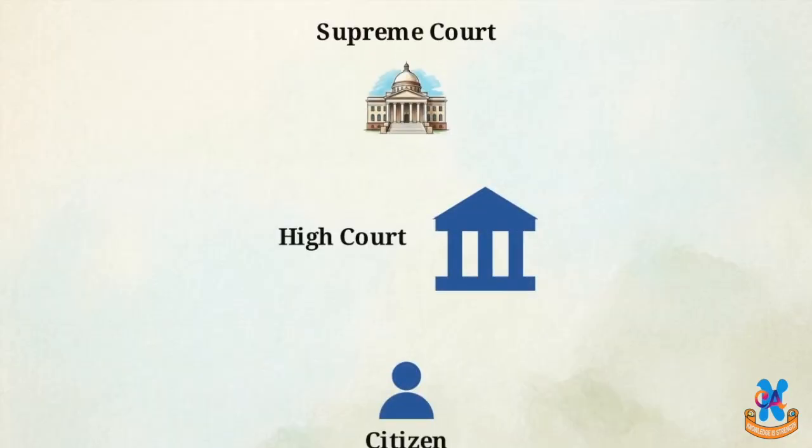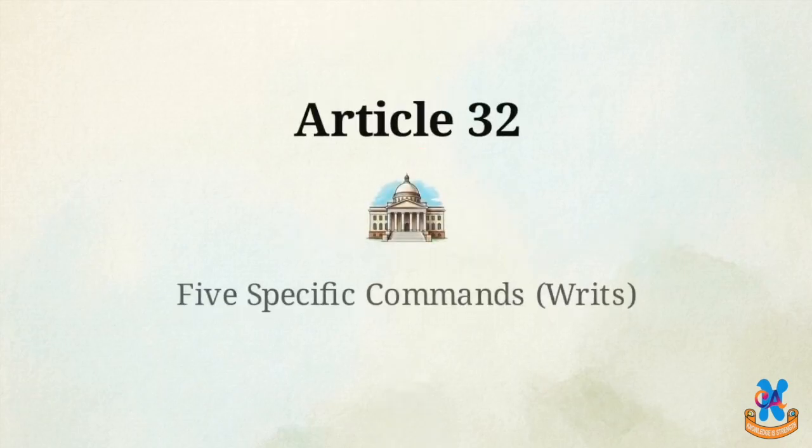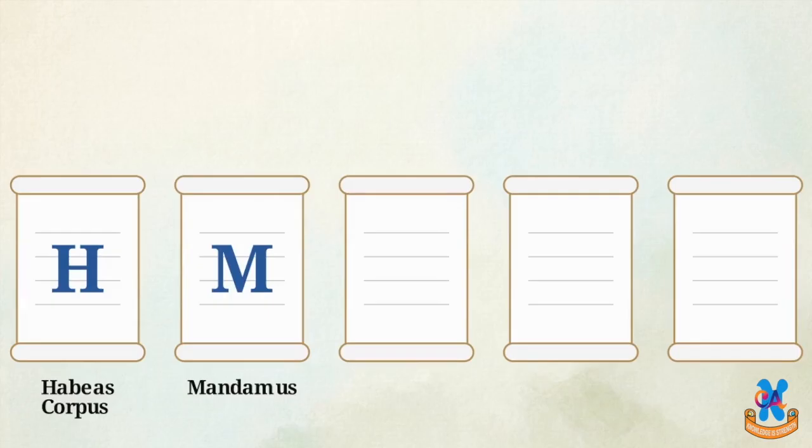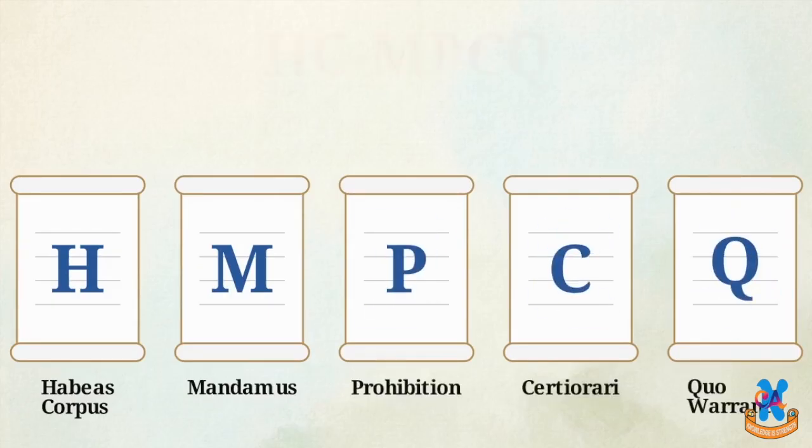Dr. B.R. Ambedkar understood that rights without enforcement are meaningless. That's why he called Article 32 the heart and soul of the Constitution. It guarantees your right to approach the Supreme Court directly if your protections are violated. Under Article 32, the Supreme Court issues 5 specific commands, or writs. You can memorize them with HCMPCQA: habeas corpus, mandamus, prohibition, certiorari, and quo warranto.